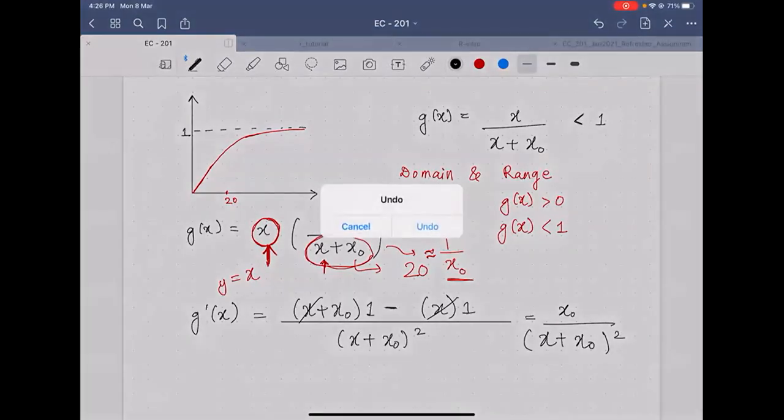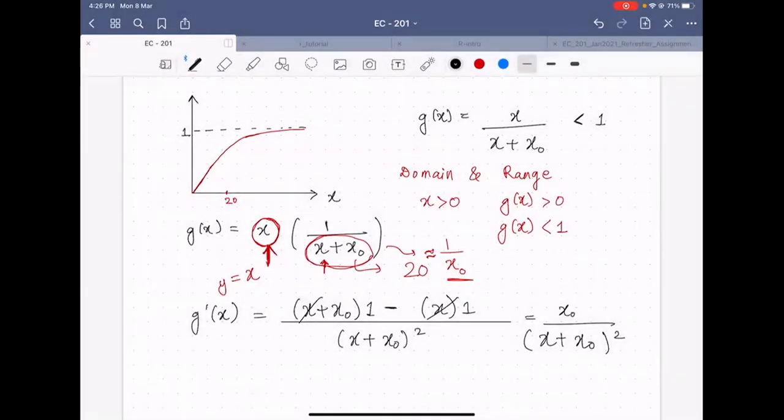Now if you look at this, this is the rate at which the function is increasing, the first derivative. The rate at which the function changes, we know that this is greater than 0 firstly. So we know that the function would be increasing. Why is it greater than 0? We know that x naught is greater than 0 and the square of anything is greater than 0.